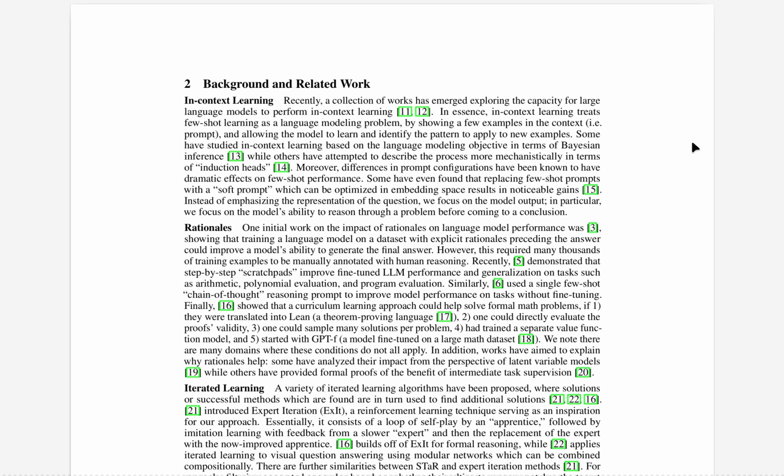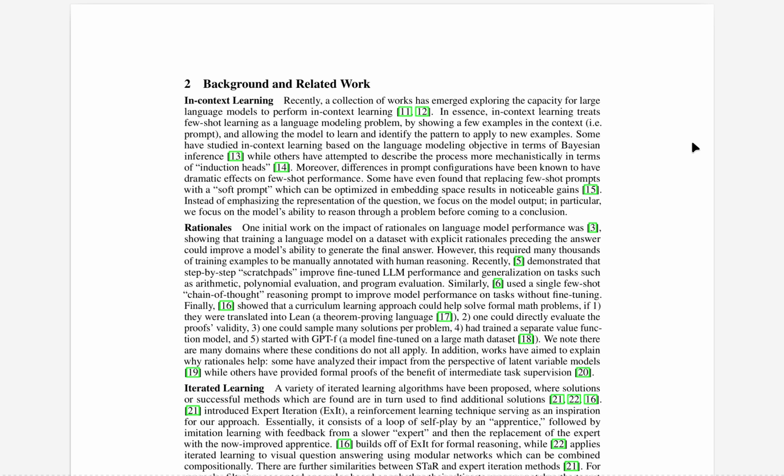Finally, another showed that a curriculum learning approach could help solve formal math problems, if 1, they were translated into Lean, a theorem proving language; 2, one could directly evaluate the proofs' validity; 3, one could sample many problems per solution; 4, they had trained a separate value function model; and 5, they started with GPT-f, a model fine-tuned on a large math dataset. We know there are many domains where these conditions do not all apply.